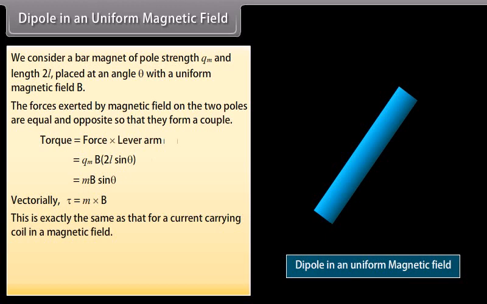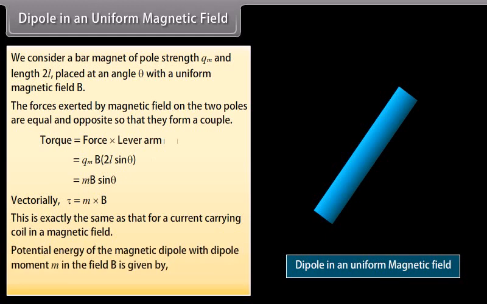This is exactly the same as that of a current carrying coil in a magnetic field. Potential energy of the magnetic dipole with dipole moment m in the field B is given by negative dot product of m and B.